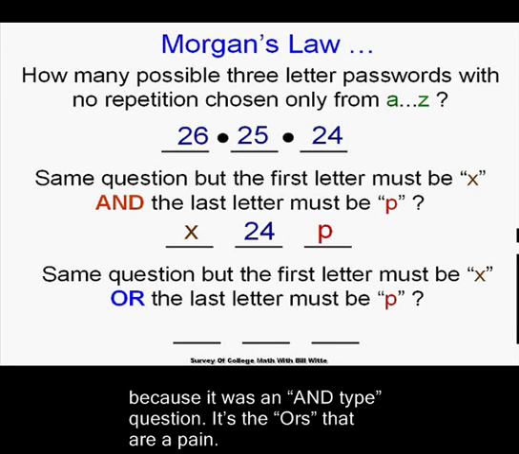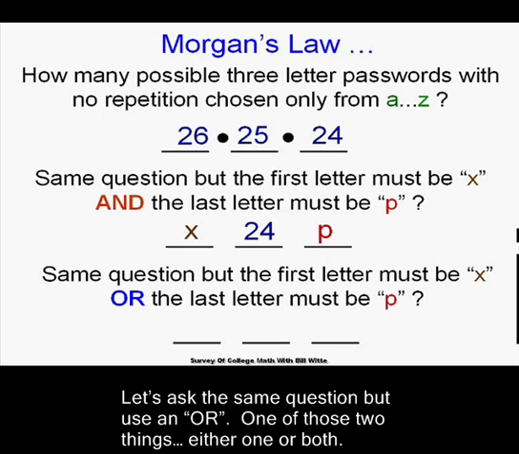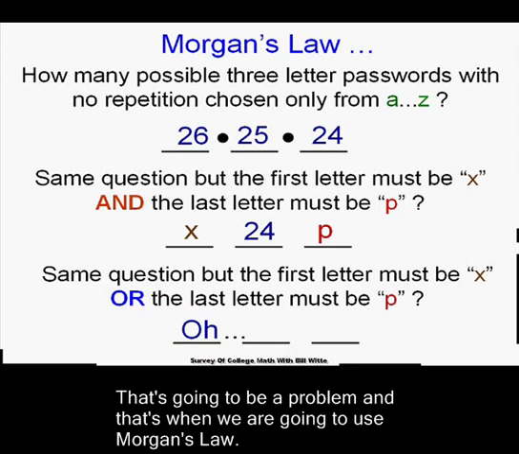Remember, it's the ORs that are the pain. Let's ask the same question, but the first letter must be X, or another condition, the last letter must be P. One of those 2 things, either one or both. That's going to be a problem. That's when you're going to use Morgan's law.